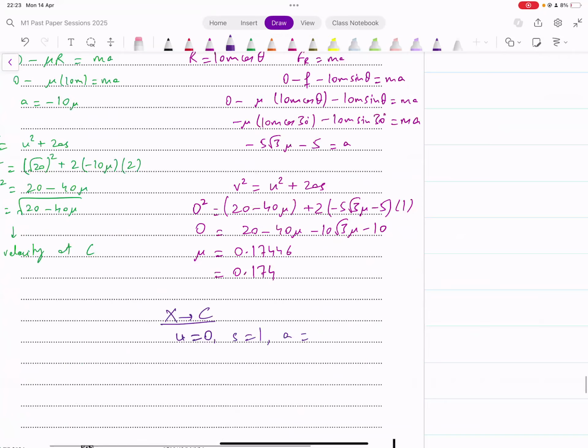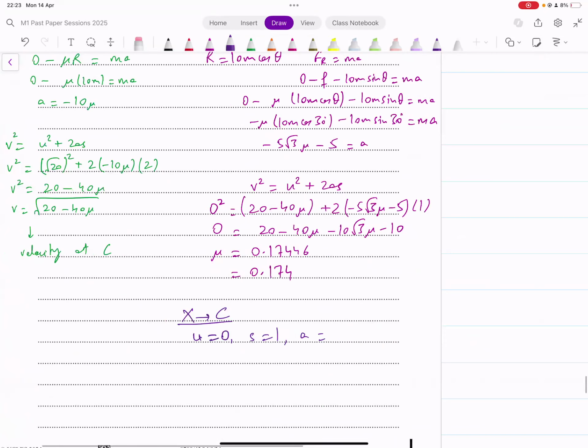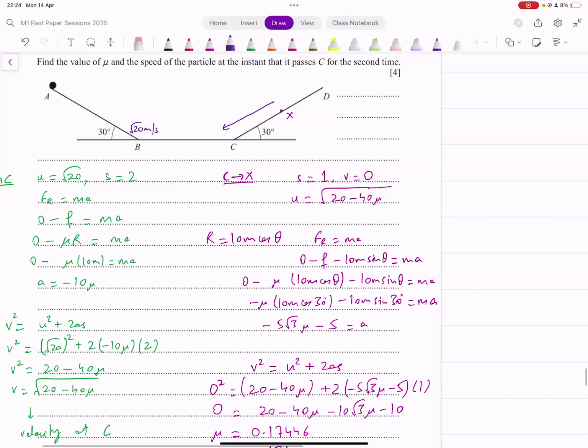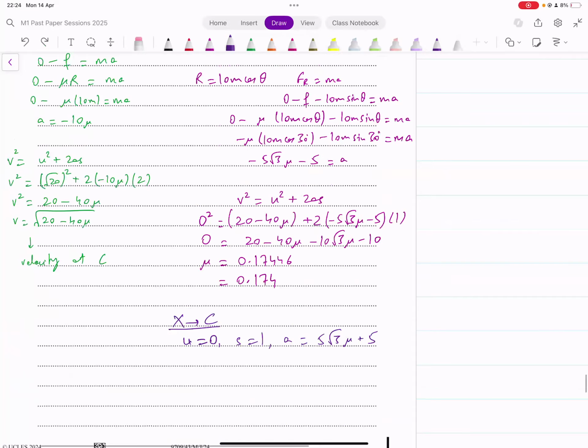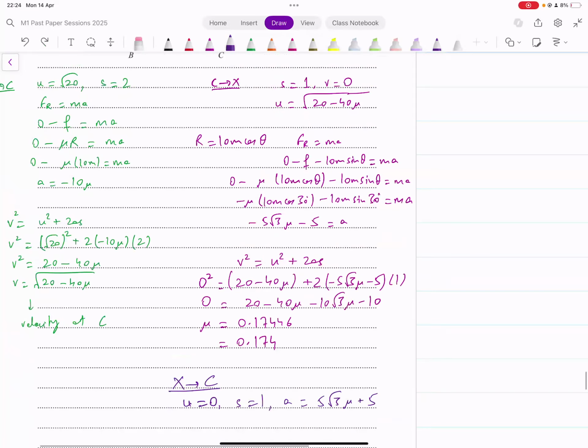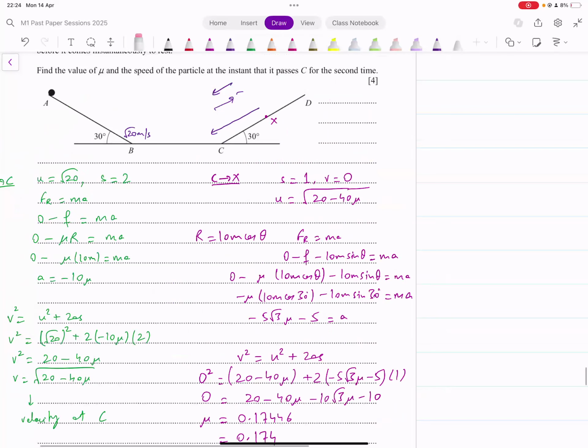But we're taking downwards positive. So the acceleration value is going to be positive now. That will be 5 under root 3 mu plus 5, and that's the value of acceleration. The same as before, we just take positive now because earlier we were taking upwards positive, now we're taking downwards positive. Earlier we were considering this direction positive, now we're considering this direction positive.